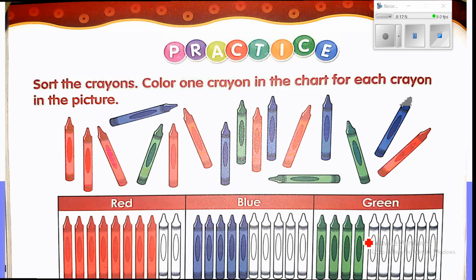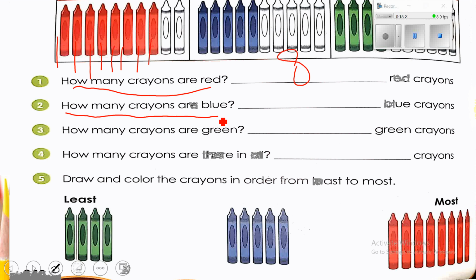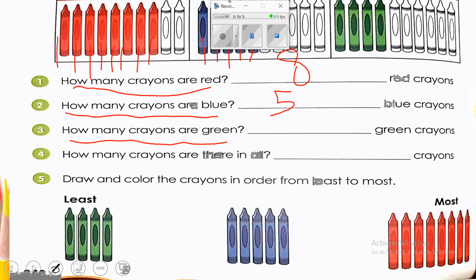Let's continue the question. Here, question number 1. How many crayons are red? It's so easy. I just go back to the red crayons and count the objects. 1, 2, 3, 4, 5, 6, 7, 8. How many crayons are blue? Perfect. 1, 2, 3, 4, 5. I'm just counting. How many crayons are green? So here I'm counting the green crayons. 1, 2, 3, 4.